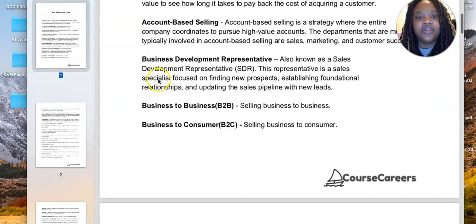All right. Next, we have a business development representative. My personal opinion is that there is a difference between a sales development representative and a business development representative. A business development representative is more so on the outbound side. So they're in charge of making calls, sending out emails, and sending out social messages on LinkedIn. A sales development representative is on the inbound. So that's my job for the company that I work for.